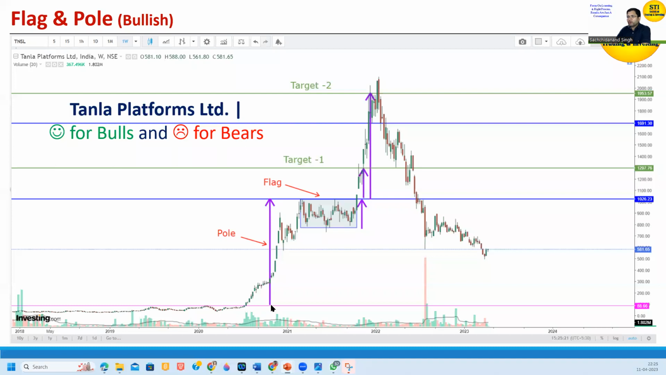So from the lowest point till the topmost point, it is treated as a pole, and the rectangular part, or any area, rectangular or triangular, will be treated as a flag. So first the pole formation and then the flag formation. But still the name is flag and pole, not pole and flag.